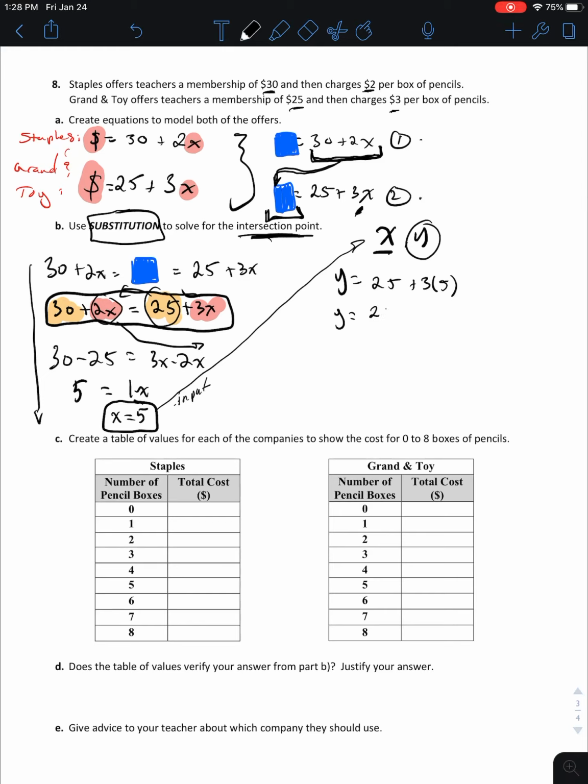25 plus 3 times what's the input? 5. So y is going to equal 25 plus 15. So y is equal to 40. Okay. And then I just kind of want to make a therefore statement, or we can write the point of intersection, right? You're always going to get a mark for this, right?